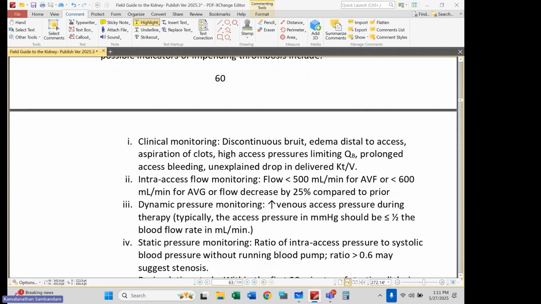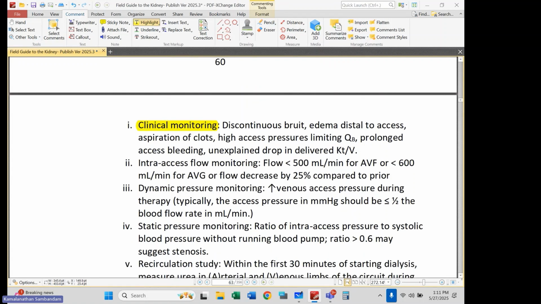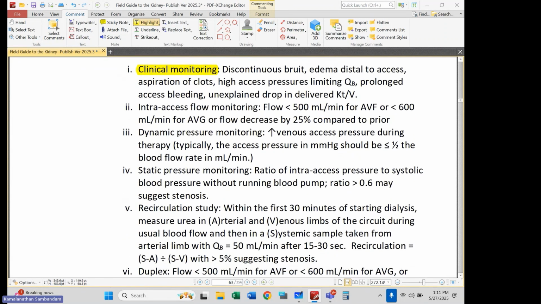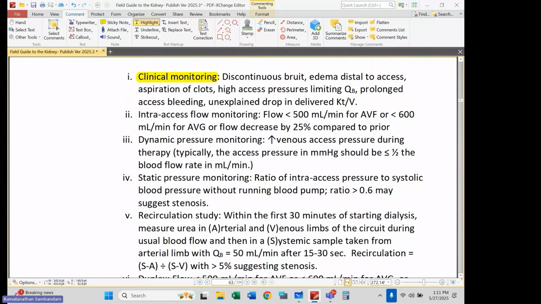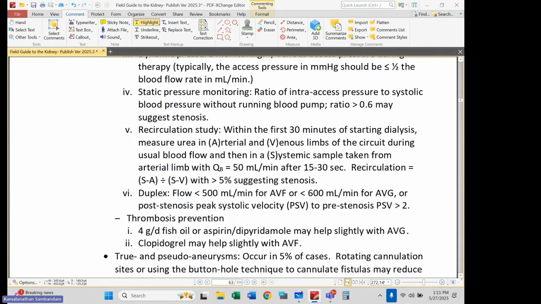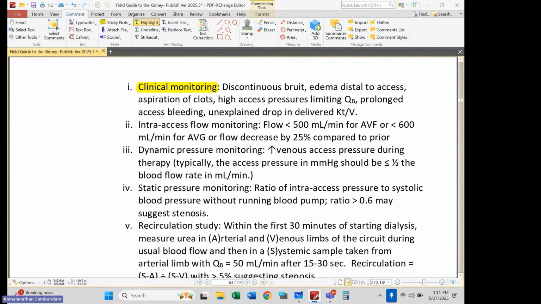All right. Now, what are the tools that we use? I mentioned the use of transonics, which you might say is a form of intra-access flow monitoring. You can use just physical exam, looking for the pulsatile fistula that is banging against an outflow obstruction, for instance, looking for forearm or arm edema.